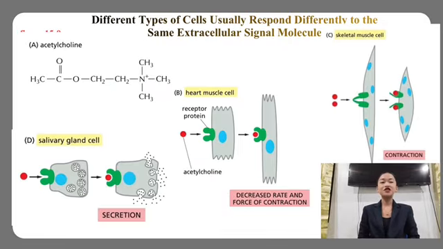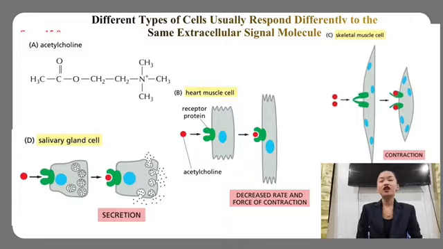Different types of cells usually respond differently to the same extracellular signal molecules. When we say extracellular signal molecules, ito yung mga molecules na nasa labas ng cell na ginagamit para magpadala ng signal o message to the other cell. Even if the signal is the same like acetylcholine, which is shown in A, different cells respond differently depending on what receptors and intracellular machinery they have.